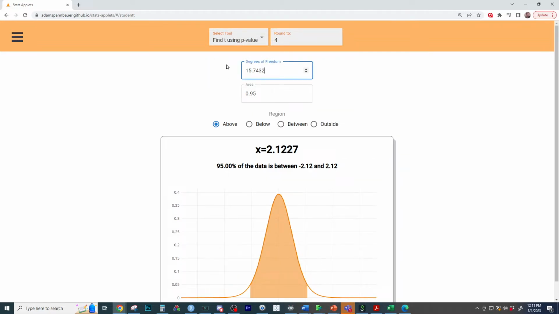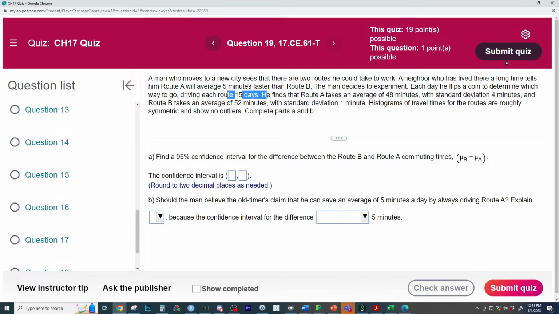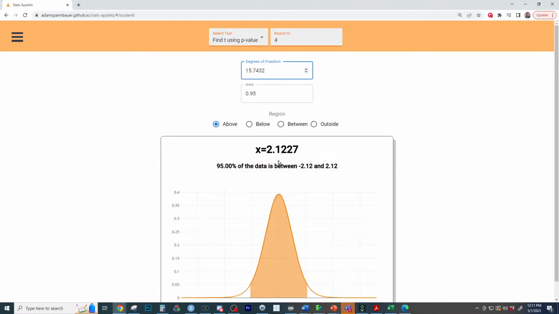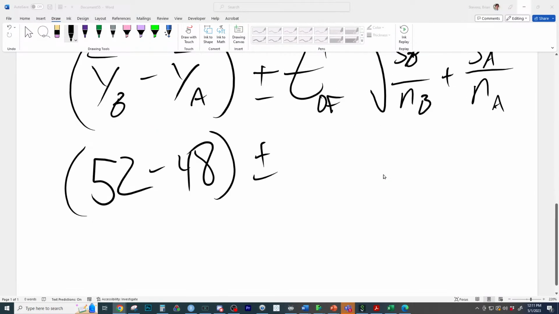Now we go back and we calculate the T using a p-value. We enter in the right degrees of freedom. And if we're using 95% confidence, which I think we are, that is our T statistic right there for a 95% confidence interval. 2.1227. And so here we are. 2.1227. And this you definitely don't want to use 2.1227. You don't want to use 1.96.